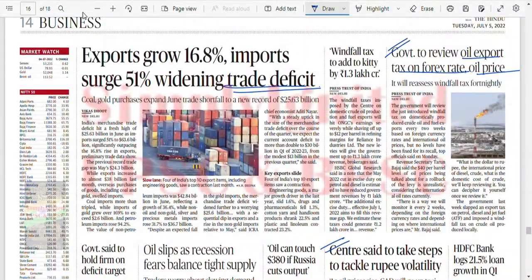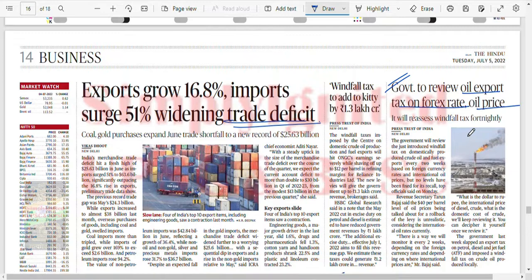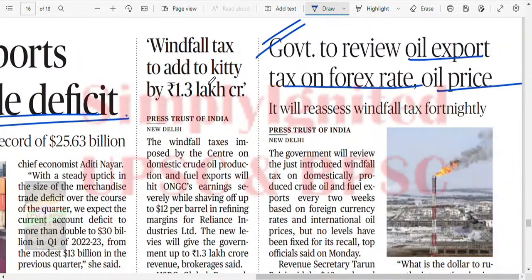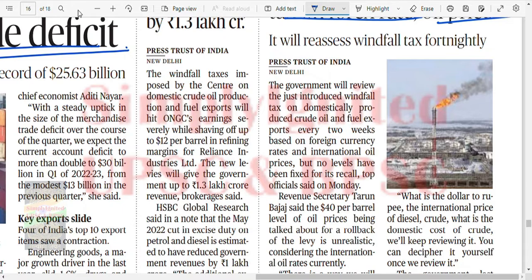So we have to see two news items on the economy page, right? Business page: Government to review oil taxes, oil export tax on forex rate. It will reassess the windfall tax fortnightly. What is this? I don't know. Let's see.